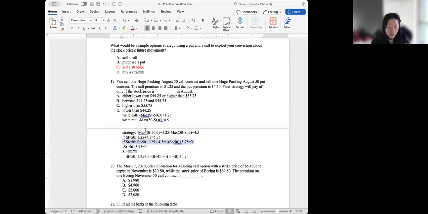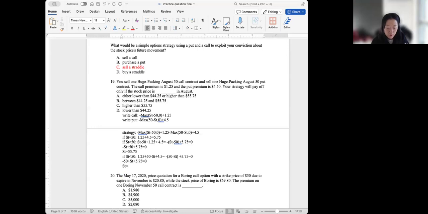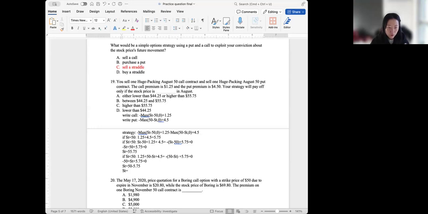So in this scenario, that tells us that if ST is greater than 55.75, the sell straddle strategy will start to lose money if ST goes above $55.75. Now we're doing the same thing down here. So negative 50 plus ST plus 5.75 equals 0. So ST equals 50 minus 5.75. ST equals 44.25.